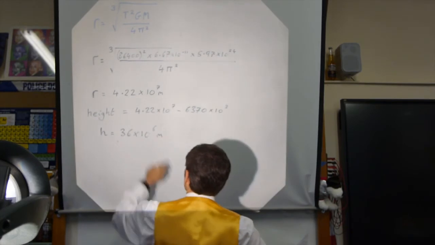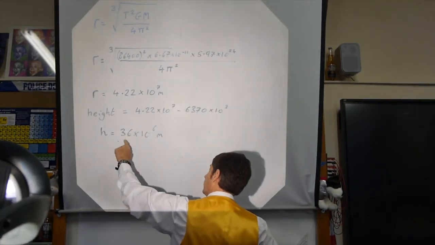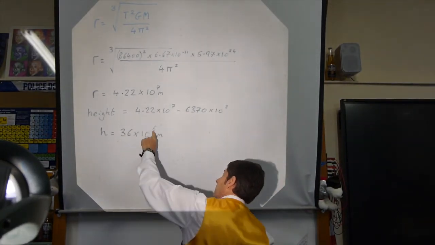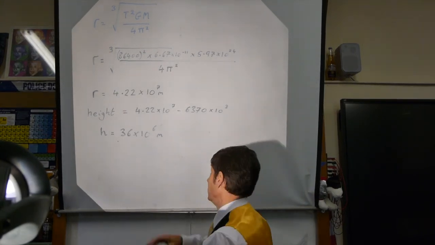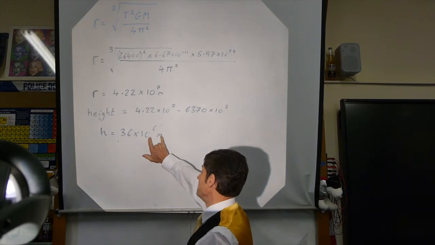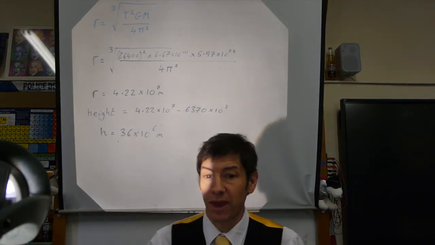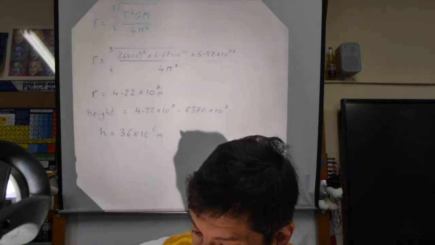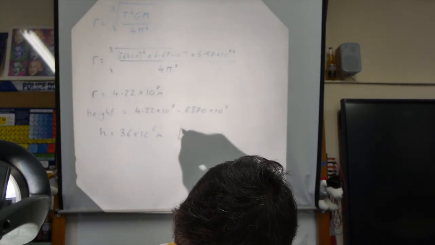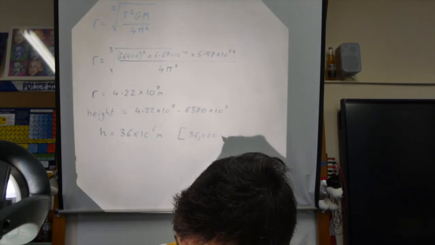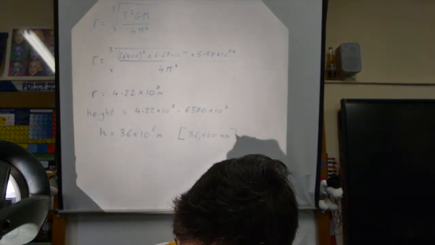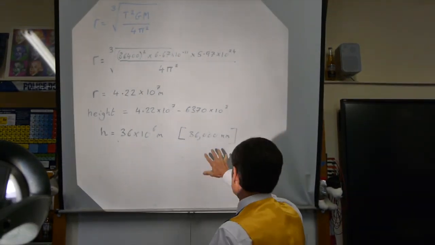Now I've put it in those sort of units like that, 36, because I like the 6 here. You know how much, those of you I teach, how much I like engineering notation. So that's mega meters, okay? So you can sort of see that this is 36,000 kilometers above the Earth's surface.